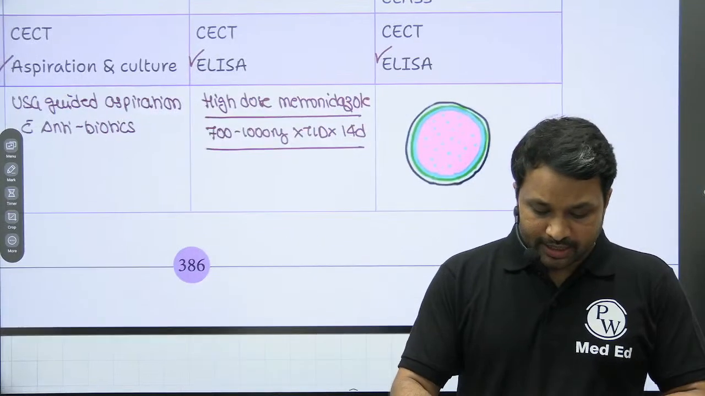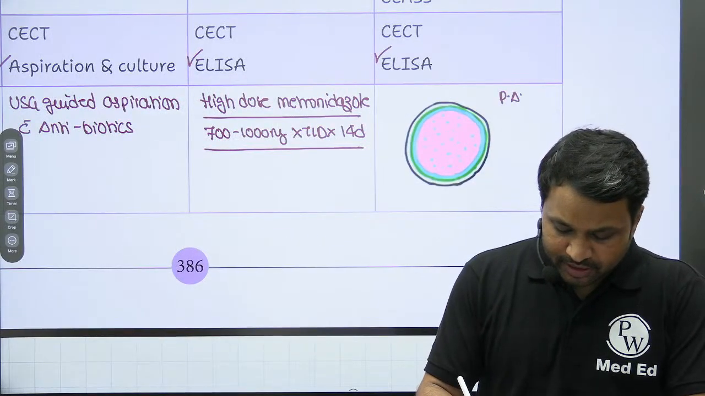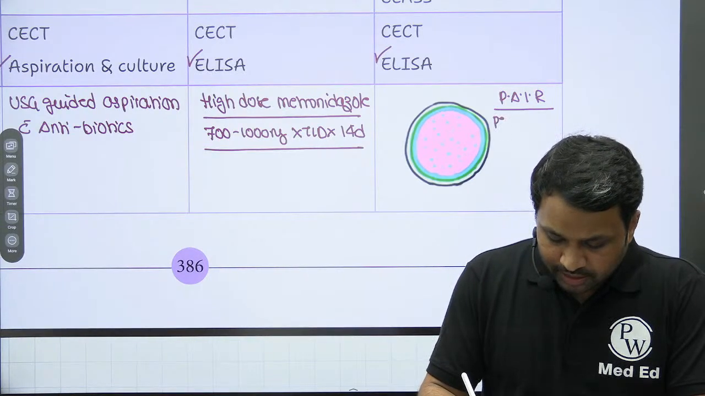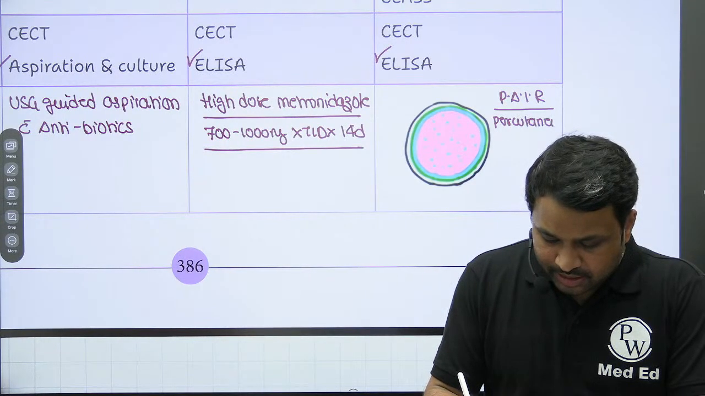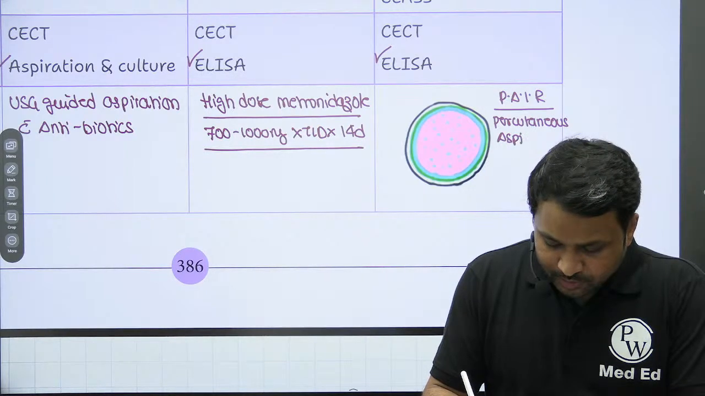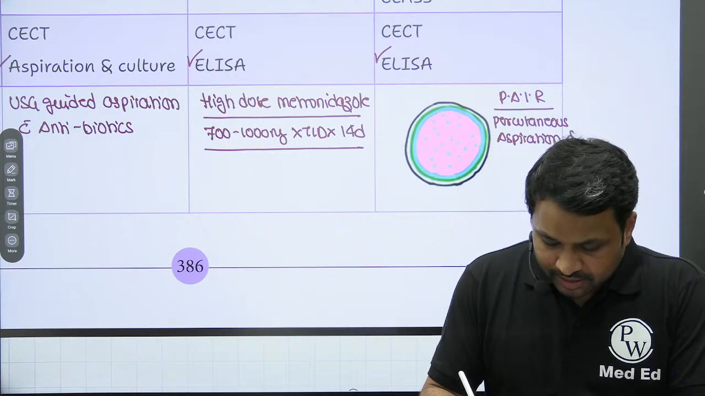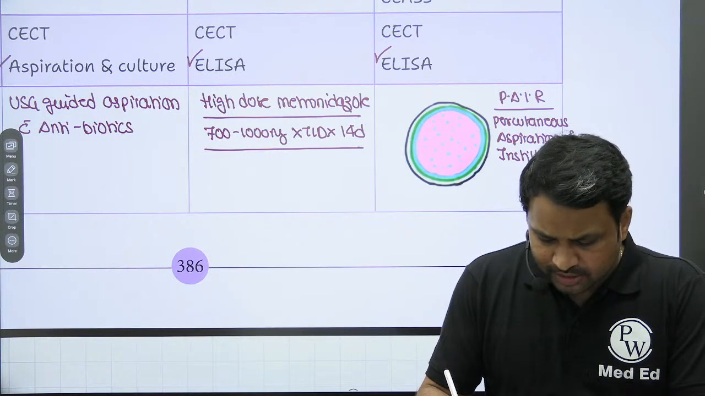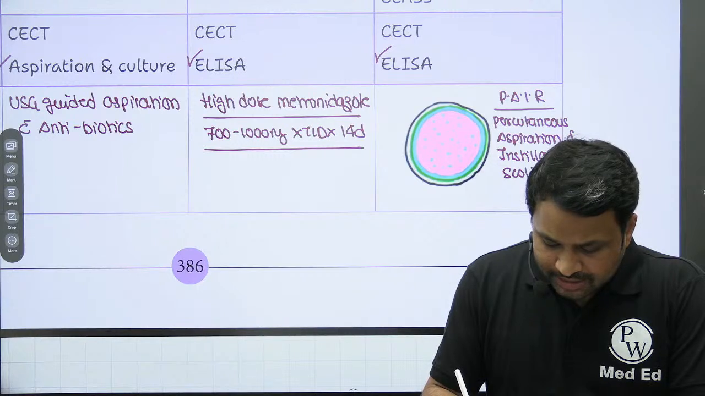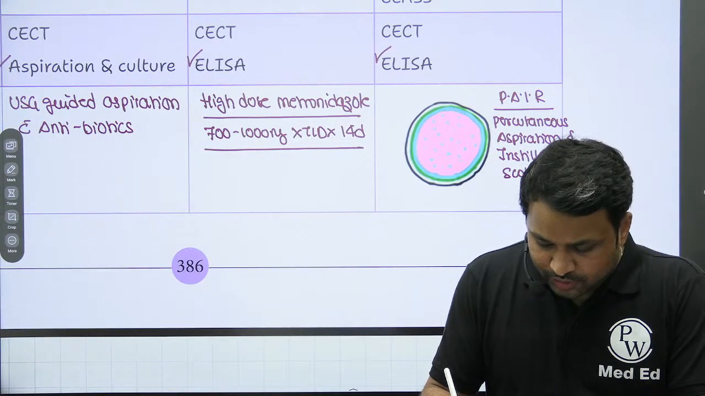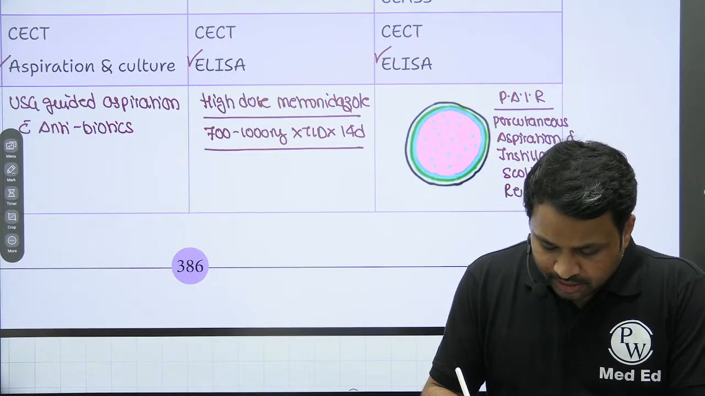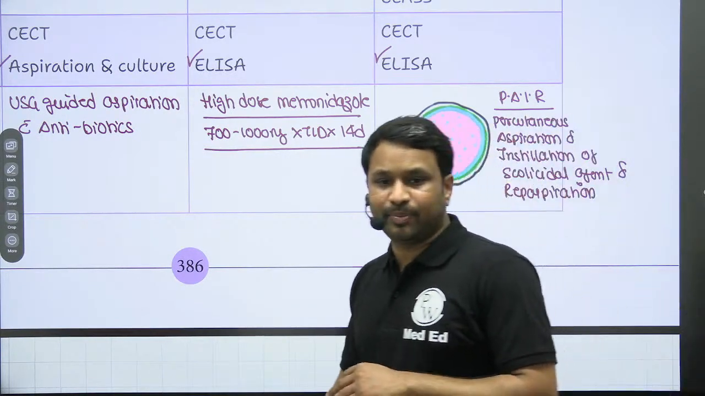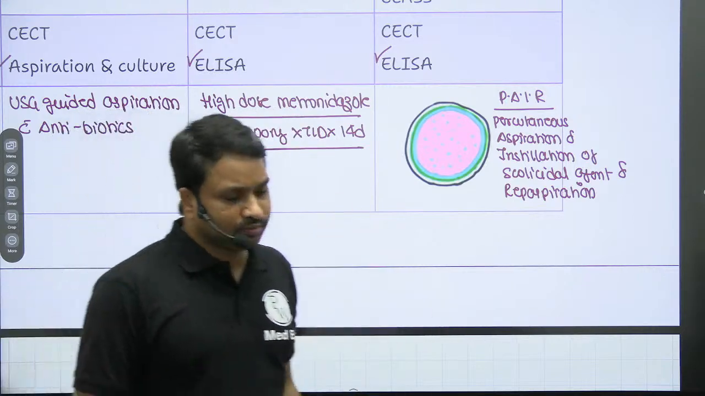Whereas when it comes to your hydatid cyst, currently the management that is preferred is going to be PAIR. PAIR stands for percutaneous aspiration of hydatid fluid, instillation of scolicidal agent, and reaspiration. That is your PAIR therapy that you are going to use for hydatid cyst.